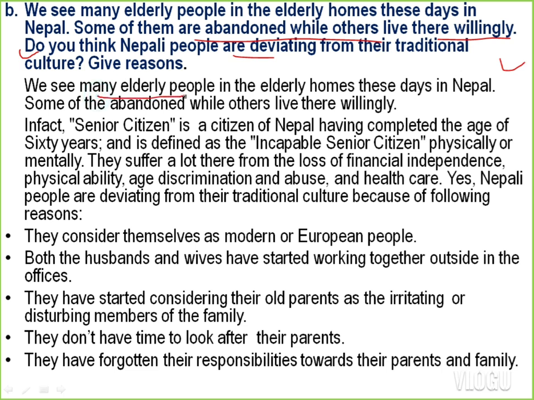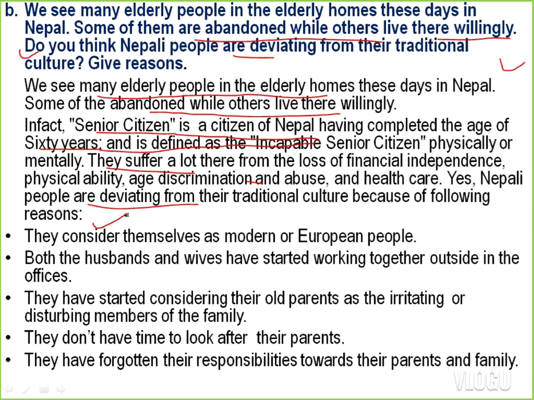We see many elderly people in the elderly homes these days in Nepal. Some are abandoned while others live there willingly. In fact, a senior citizen is a citizen of Nepal having completed the age of 60 years, and is defined as incapable physically or mentally. They suffer a lot there from the loss of financial independence, physical ability, age discrimination, abuse, and healthcare. Yes, Nepali people are deviating from their traditional culture because of the following reasons.